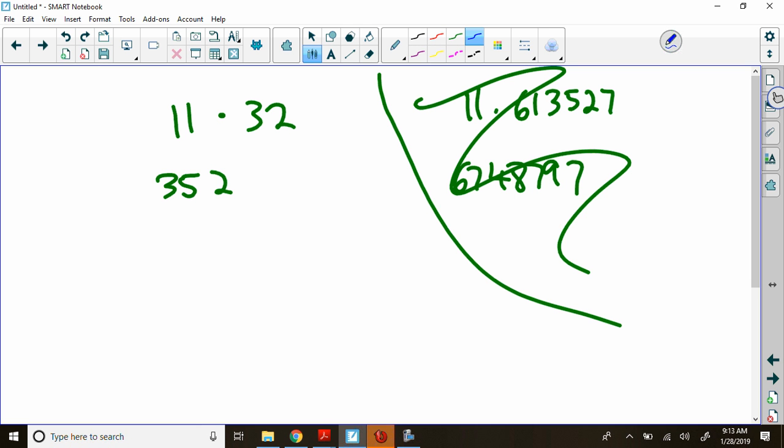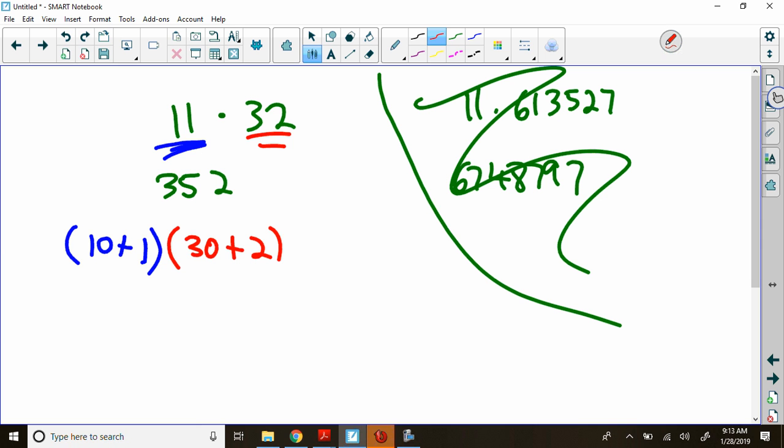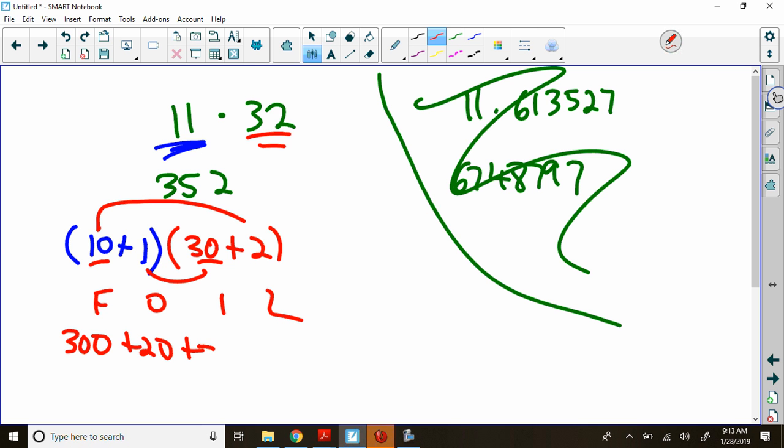what I could think of is 11 is really 10 plus 1, and 32 is really 30 plus 2. And I'm pretty decent at foiling. And if I foil this, F-O-I-L, the product of my first terms is 300. The product of my outer terms is going to be 20. The product of my inner terms is going to be 30. And the product of my last terms is 2. There's a lot of different ways to multiply that you probably never thought of.